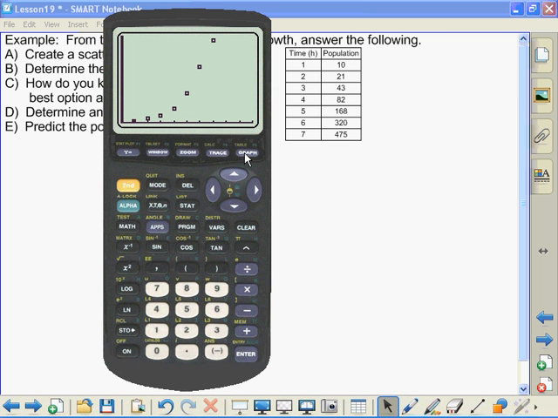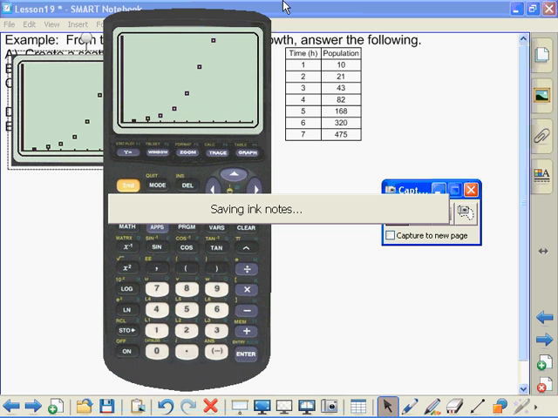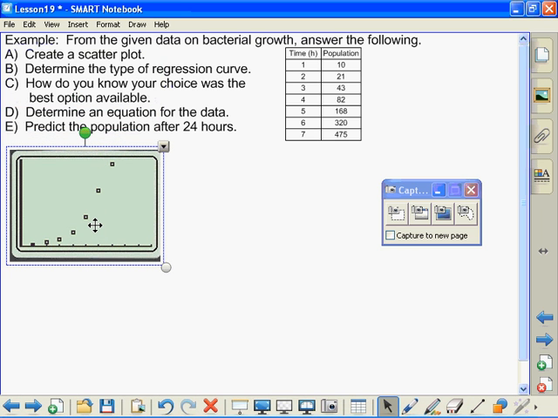When you look at the different types of graphs that are out there, you make a determination as to which one you're going to try, and at the end of the day you have the R² value to determine which is best. So there's my scatter plot, that's my A part. B part, determine the type of regression. Well, we can rule out a couple. I know that it's going to be some form of smooth curve.